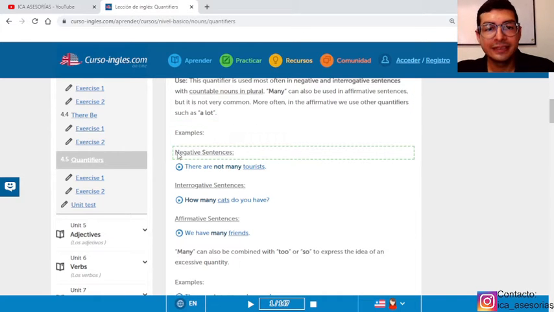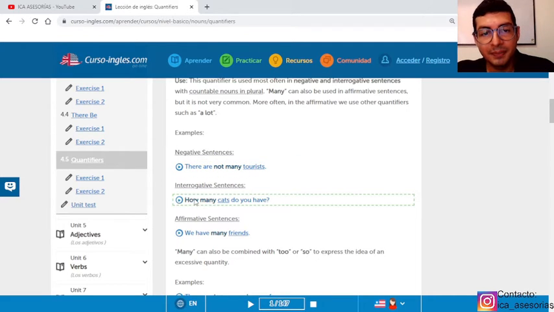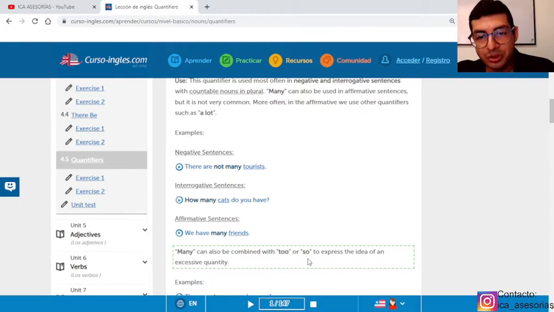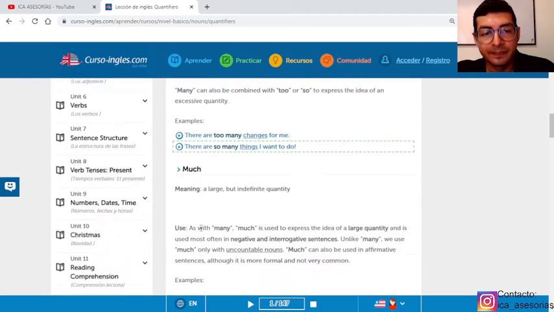Examples. Negative sentences. There are not many tourists. Interrogative sentences. How many cats do you have? Affirmative sentence. We have many friends. Many can also be combined with too or so to express the idea of an excessive quantity. Examples. There are too many chances for me. There are so many things I want to do.